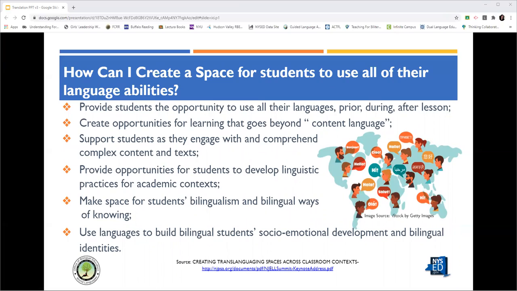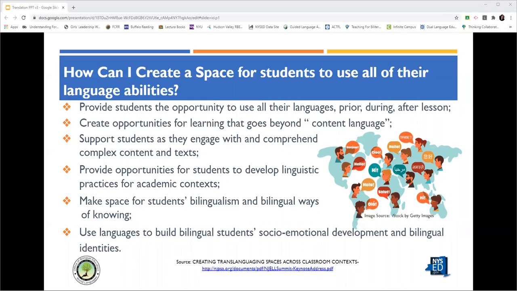In order to make this happen, however, you need to be able to provide students with the opportunity to use all their languages prior to, during, and after a lesson. Again, be strategic and be intentional. By creating opportunities for learning that go beyond content language. So think about how you can use songs, poems, readings, or listening to texts on subjects like food and art. Teachers can use this as an opportunity to include additional content and language development in lessons.